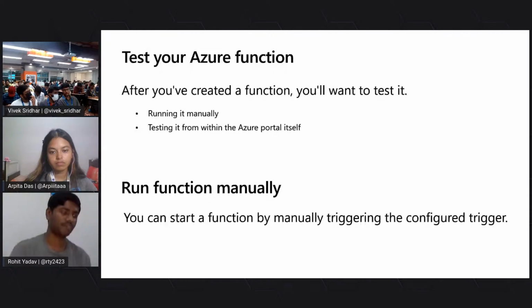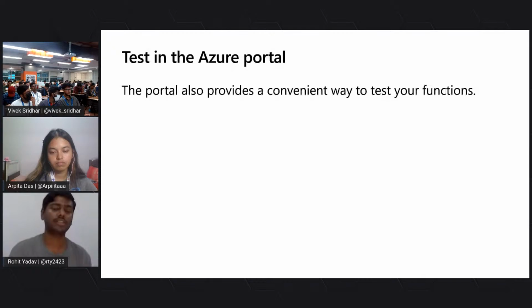Now this is also a convenient way that you can test your function in the Azure portal itself, and after you test it, you can debug it right in the portal. You also have the choice to use your own set of IDEs like Visual Studio Code, for example, to write and debug your function from there.